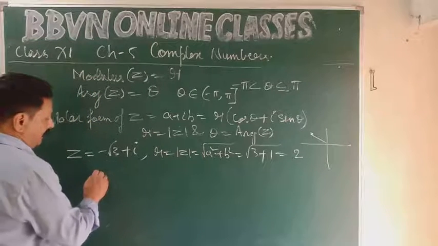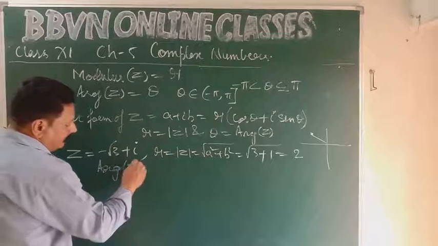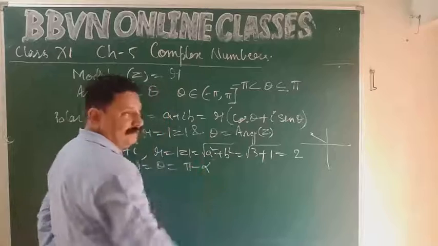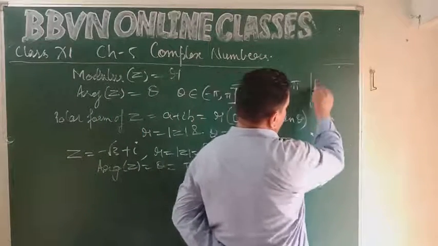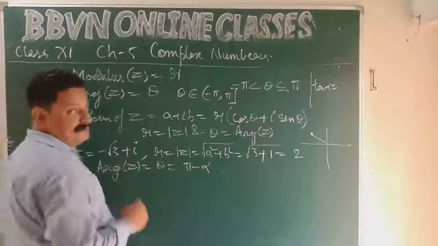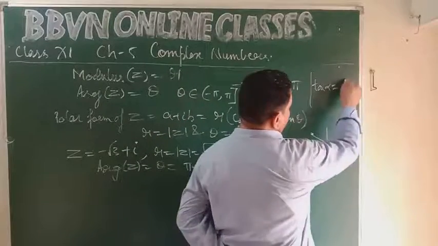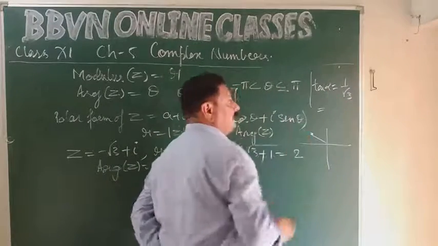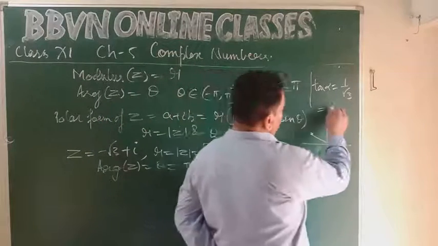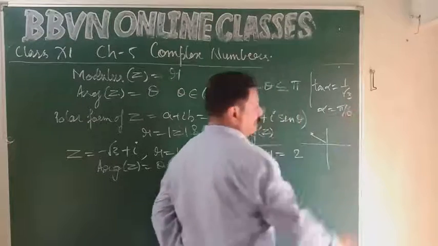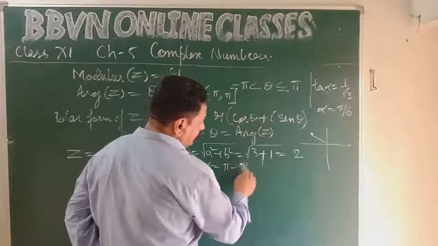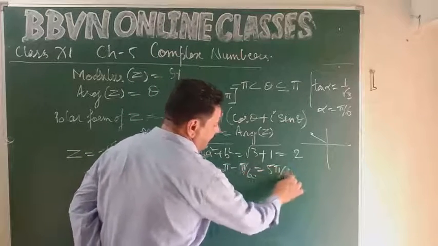Now we have to find argument of z, theta. Theta is an obtuse angle, so it will be pi minus alpha. Where will alpha come from? Tan alpha equal to b upon a. b is 1, a is under root 3. Consider positive values because you are talking about the triangle. So tan alpha equal to 1 upon under root 3. When does tan give 1 upon under root 3? 30 degrees. So alpha equal to pi by 6. So it is pi minus pi by 6, that is 5 pi by 6.